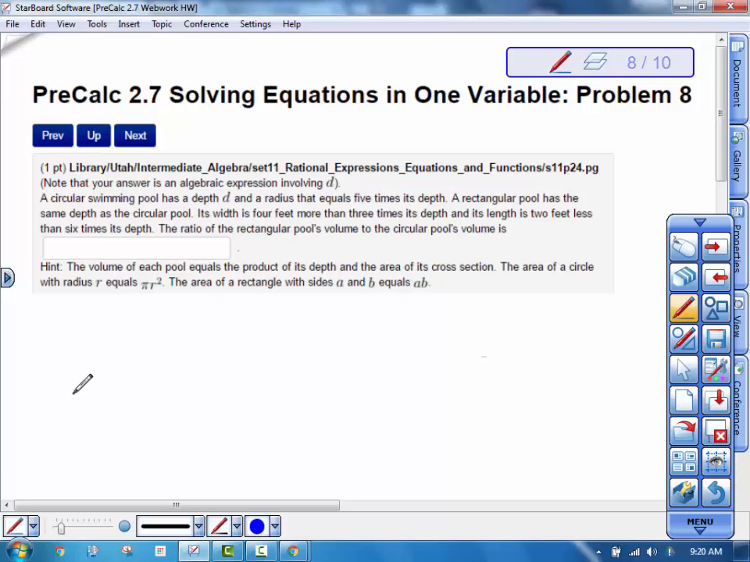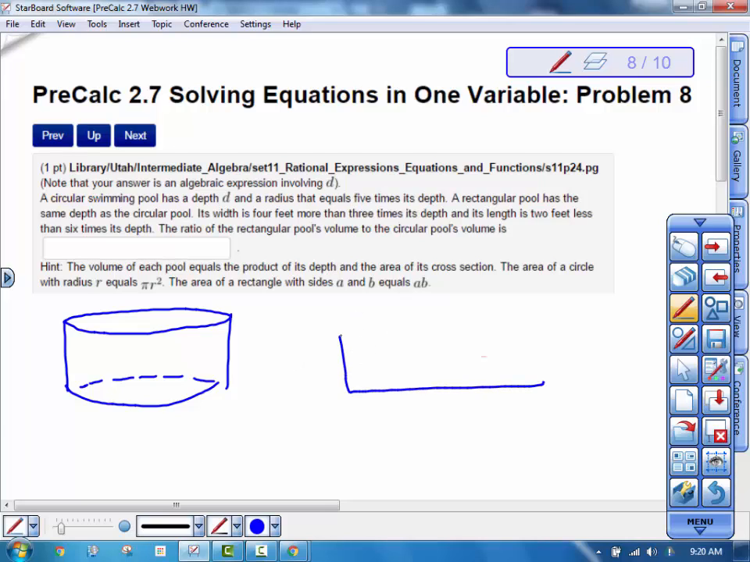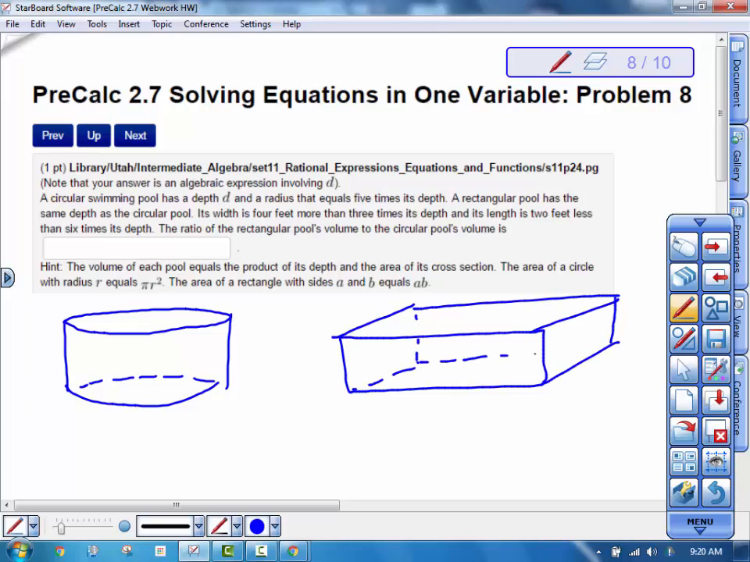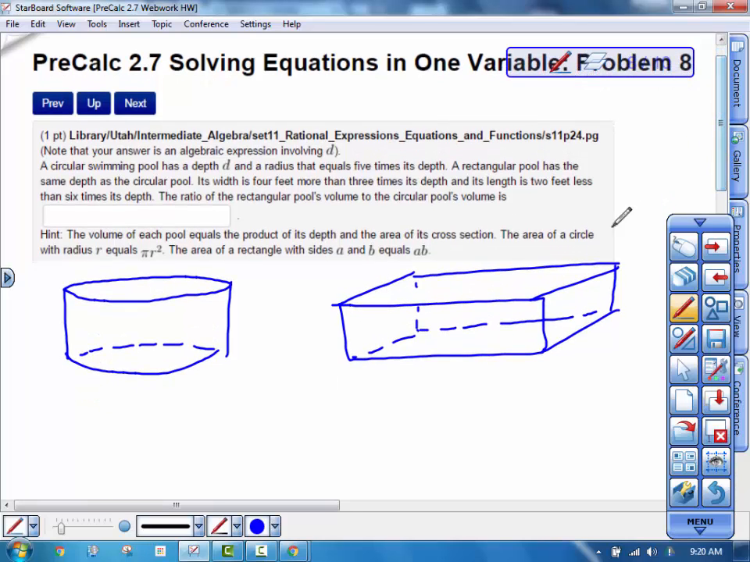So that would actually be a cylinder then. And then we also have a rectangular swimming pool, which should then be a rectangular prism. So it helps to look at a picture, I think, anyway. Helps for me just to label everything and get organized. So the circular swimming pool has depth D, so that'd be the height. And the radius, which is right here, equals 5 times the depth.